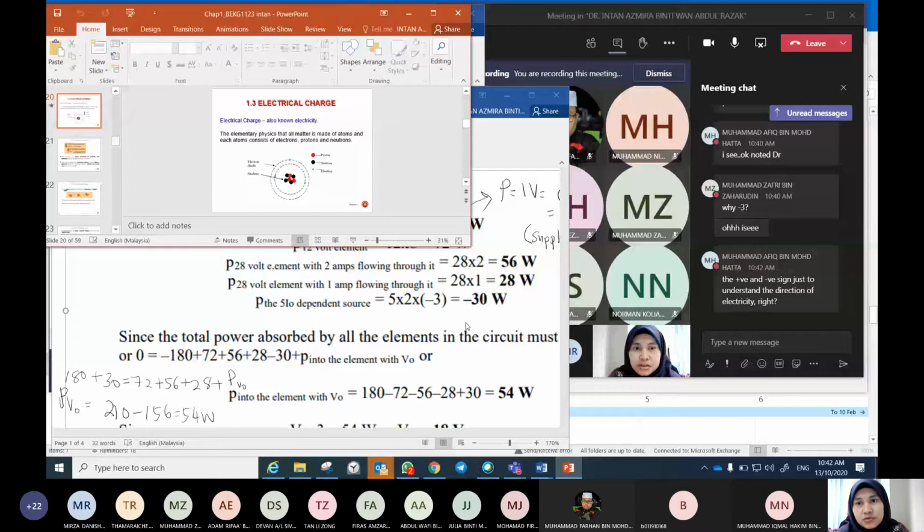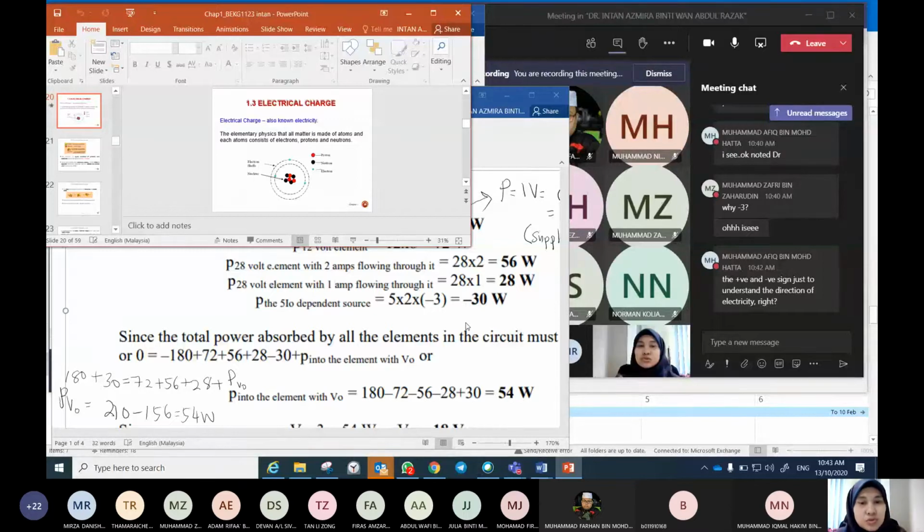When you go for further analysis, we always ignore the notation or the sign of negative power. In this chapter, I just want you to know that the power voltage supply is always supplying the power. The other passive elements like resistor, capacitor, inductor absorb the power.